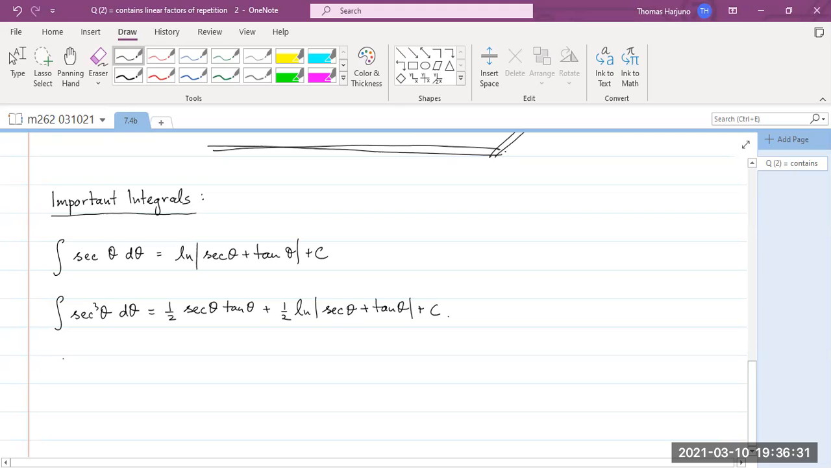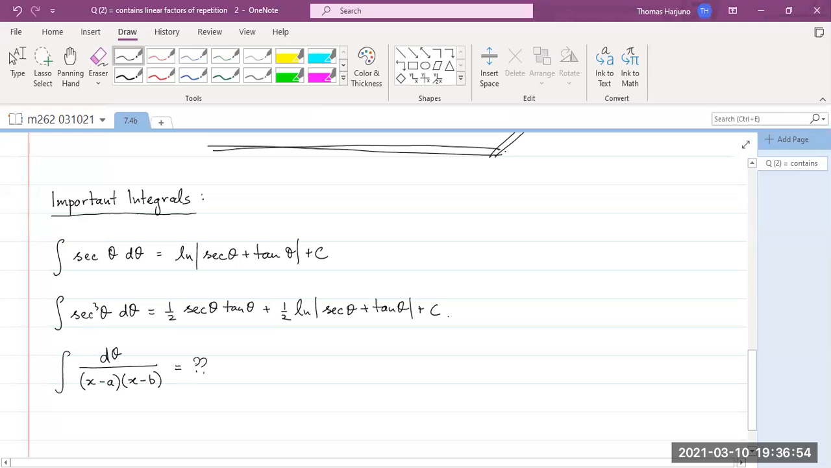Now, we have one more integral with regard to partial fraction decomposition that shows up a lot, and in general you need to know how to handle it. The integral of 1 over (x minus a)(x minus b). What will this be?